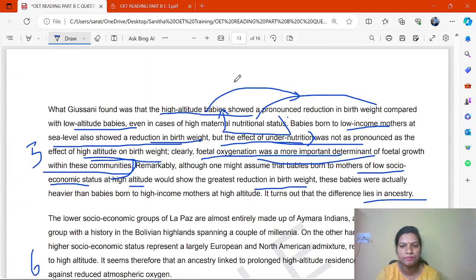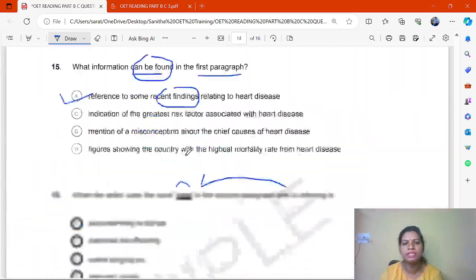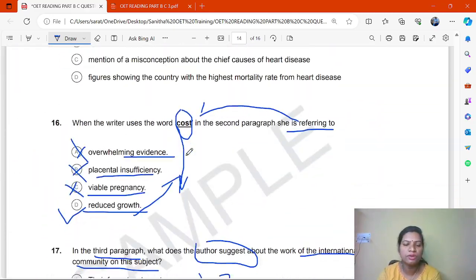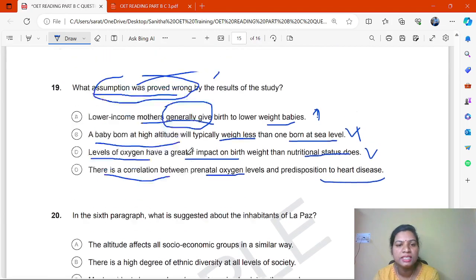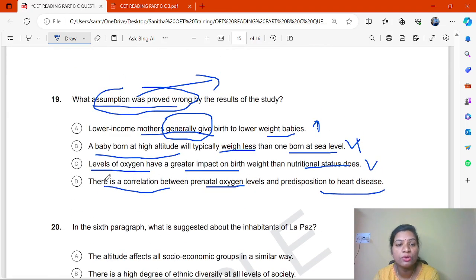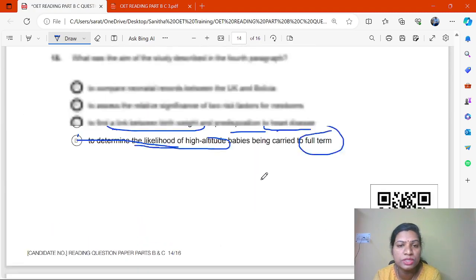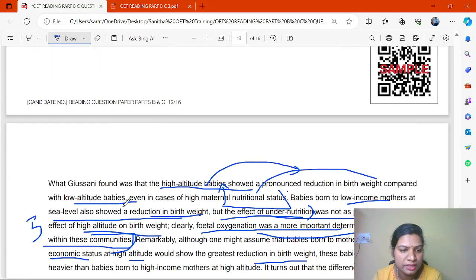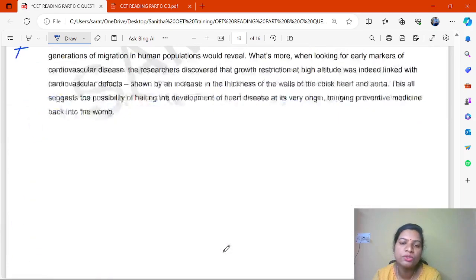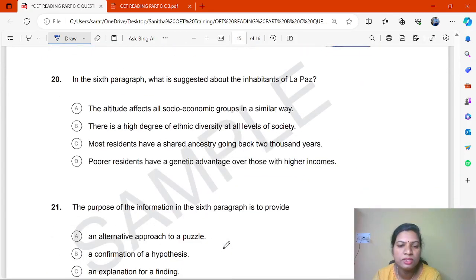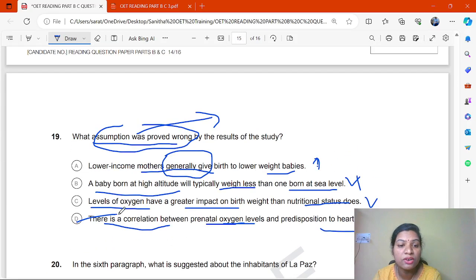We have to find a predisposition to heart disease. But it is not said in the passage, no? It is not said in the passage. See, most of the options are not. There is a correlation between prenatal oxygen level and predisposition to heart disease, but it is not said in the passage. We can read once more. So it is not said in the passage. Okay, we have doubt about these three options. We are not concluding with the answer.